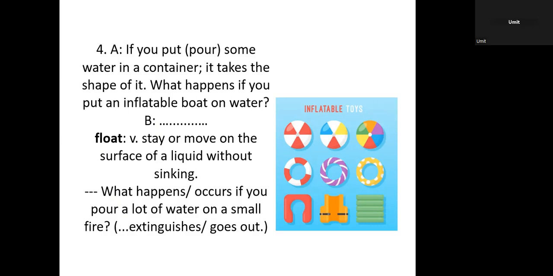What happens if you put an inflatable boat on water? It floats. Yeah, this one. It floats. If we put an inflatable or inflated boat on water, it floats. People swim, objects float. Okay, I think it's clear. Now these are all inflatable toys. Okay, if you inflate them, if you blow air into them, they float on water. It's clear now.